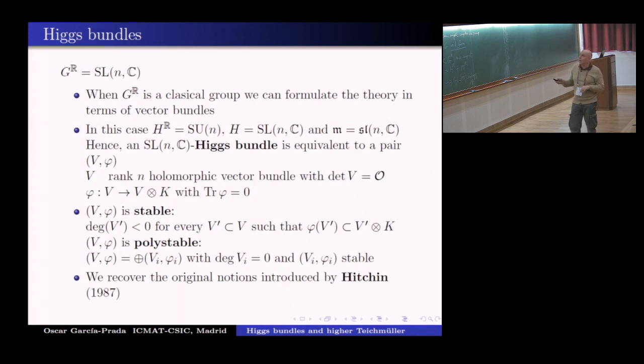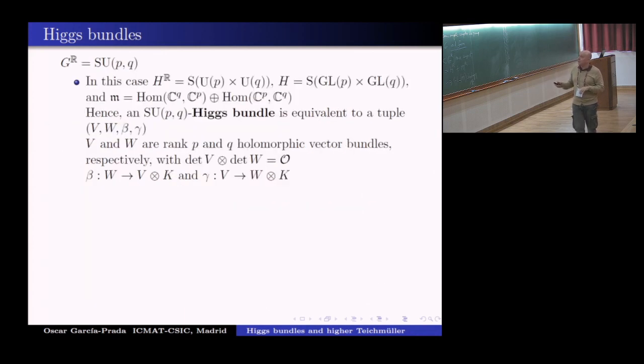in the sense that it's a real group that is not complex, okay? And that is the case of SU(p,q). So SU(p,q) is a real form of SL(n,C), where n is p plus q, and corresponds to the subgroup that preserves a Hermitian metric of signature (p,q), right? And so in that situation, the maximal compact is S(U(p) x U(q)). This S simply means that the determinant has to be 1, of course, because this is an SL(n,C). And the complexification of this is S(GL(p) x GL(q)).